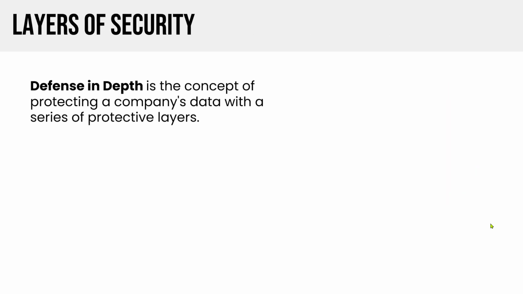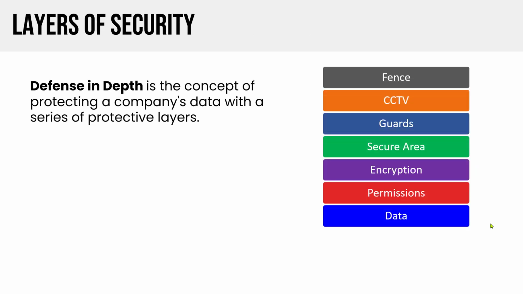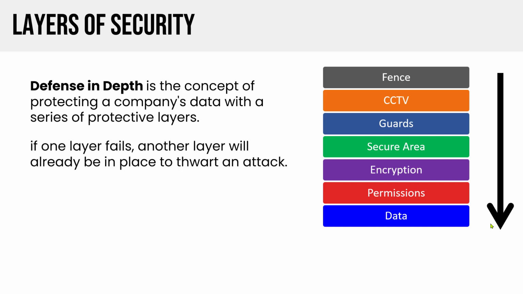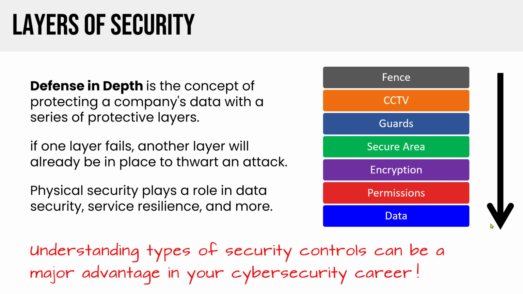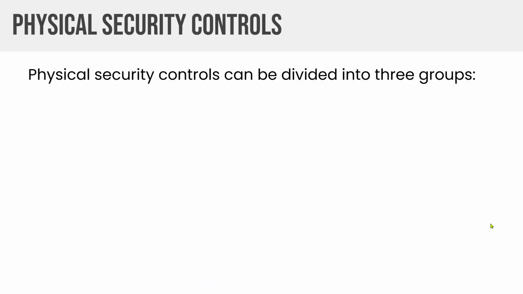So this is really the logical flow in terms of the security controls we're going to layer in to our physical security. So defense in depth is the concept of protecting a company's data with a series of protective layers. And if one layer fails, another layer will already be in place to thwart an attack. And physical security plays a role in data security and service resilience and other areas. And understanding the types of security controls can be a major advantage in your cybersecurity career, and it can make it easier for you to understand physical security as a whole for the Security Plus exam and others.